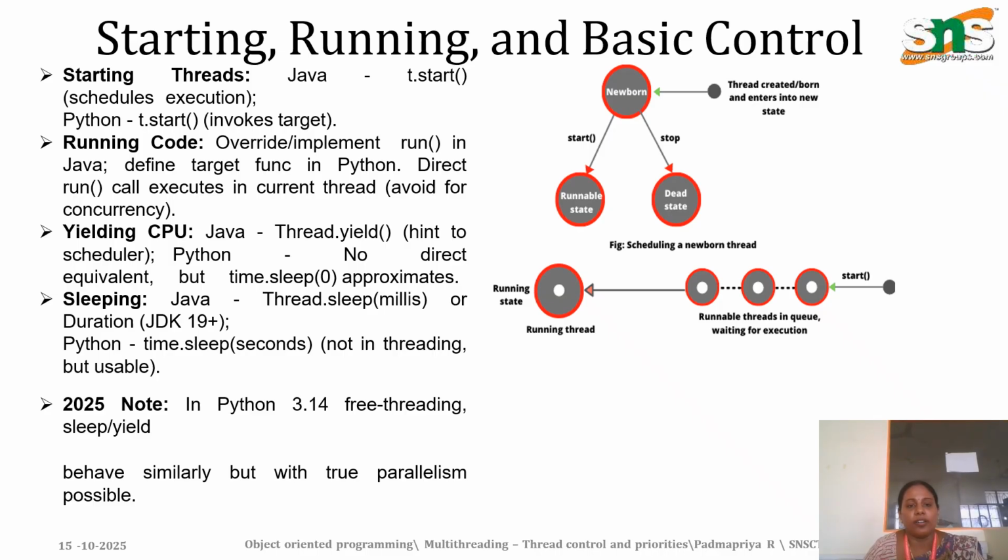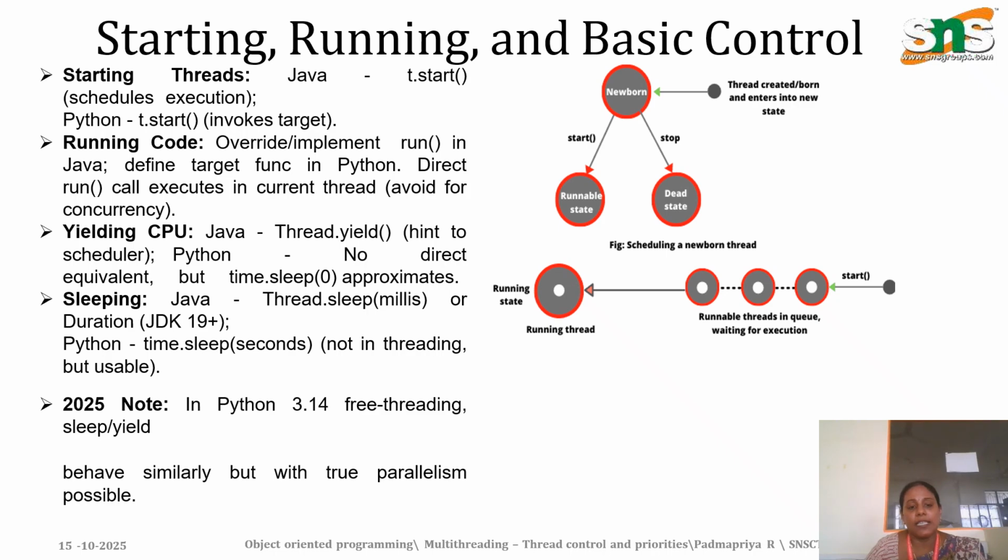What are starting, running, and basic control of the thread? Starting a thread is denoted as t.start. Running code is denoted as run with open and closed parentheses. It's overridden or implemented in Java, and in Python, it's defined as a target function. A direct run call executes in the current thread.